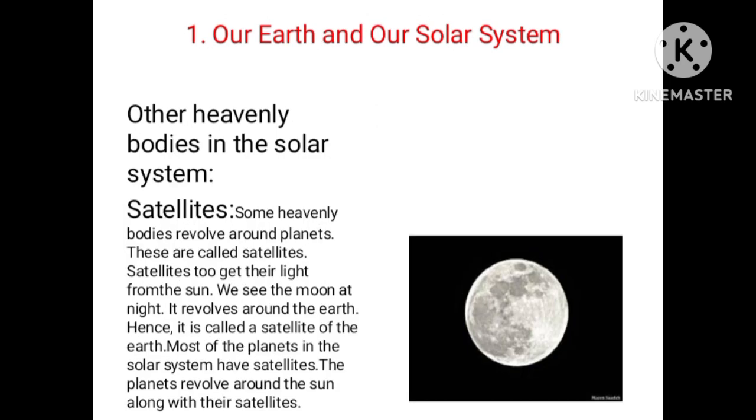Let's see other heavenly bodies in the solar system. Satellites. Some heavenly bodies revolve around planets. These are called satellites. Satellites get their light from the sun. We see the moon at night. It revolves around the Earth, hence it is called a satellite of the Earth. Most of the planets in the solar system have satellites. The planets revolve around the sun along with their satellites.